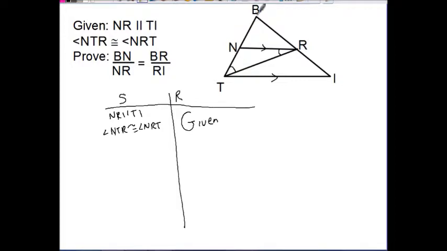If we have a BN on the top of one and a BR on the top of the other, and then the NR is going to be one of them and RI. Let's start off with our side splitter. Let's say BN over NT equals BR over RI. And for our reason, let's do side splitter.